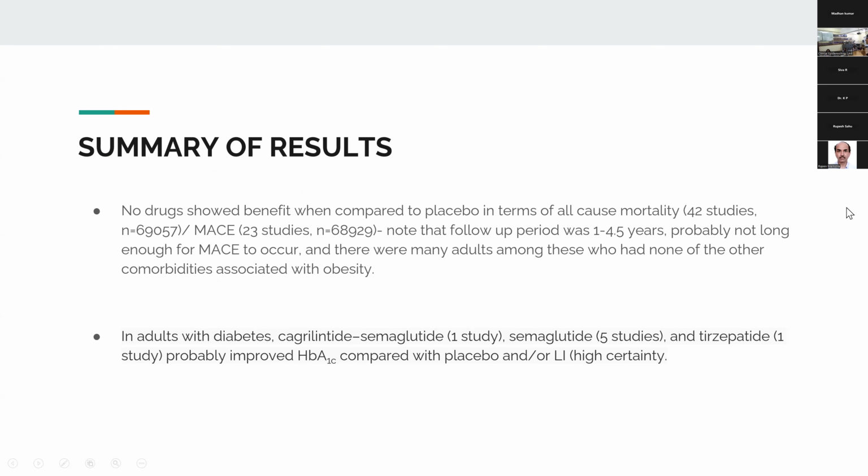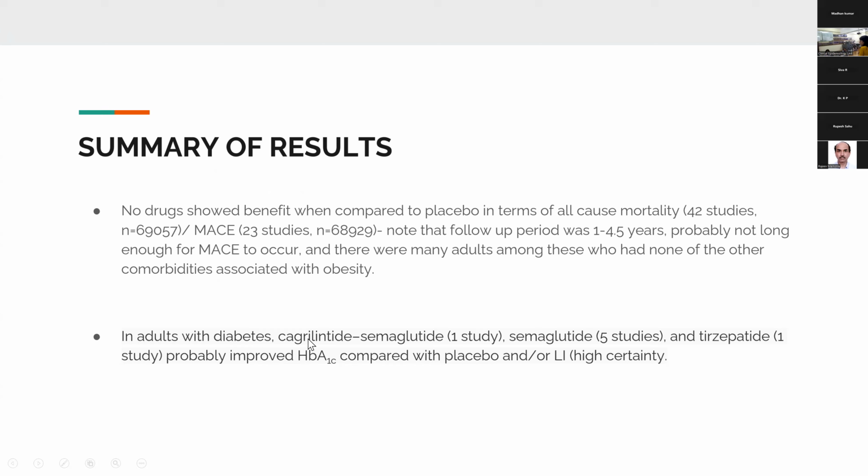So the summary of results from all these tables was that there was no large difference in all-cause mortality or MACE for any of the indirect comparisons of drug versus drug. Another thing to note is that their period of follow-up was not 4.5 years, it's actually 5.4 years. It is a good period to follow up, but probably not enough for MACE and cardiovascular outcomes.